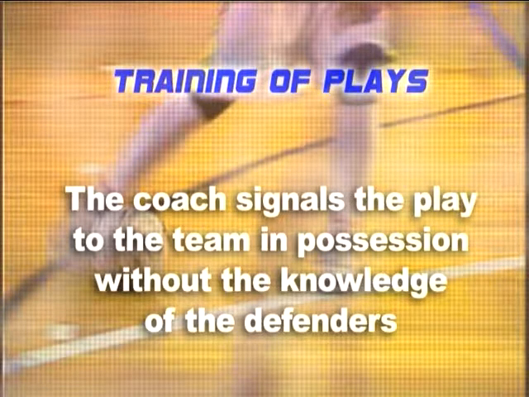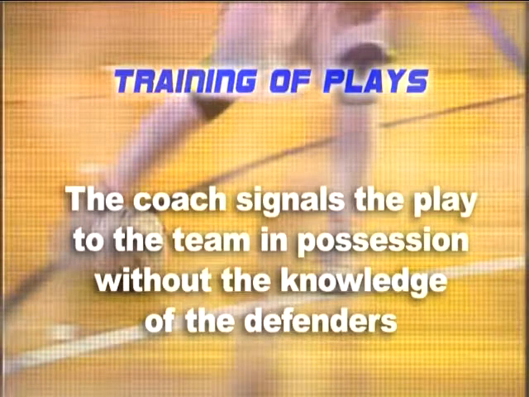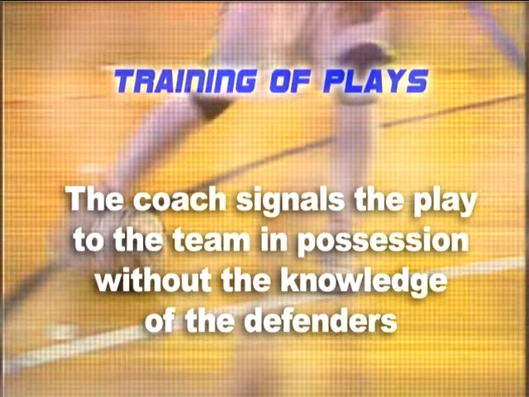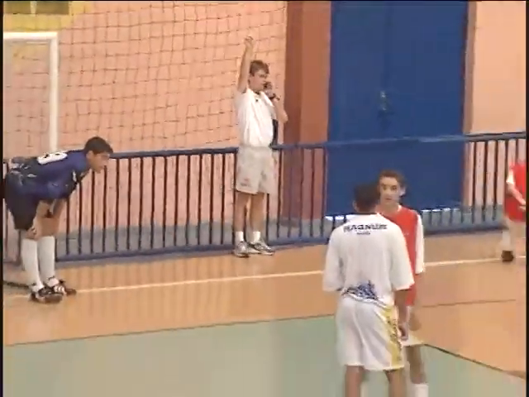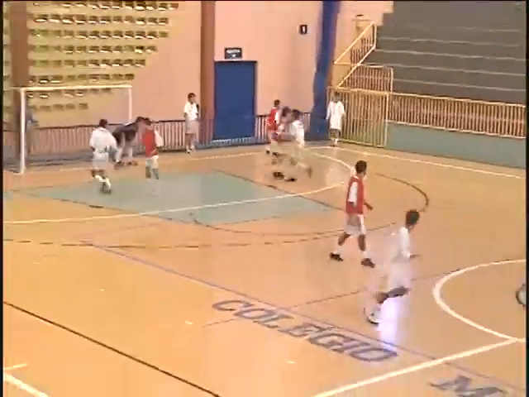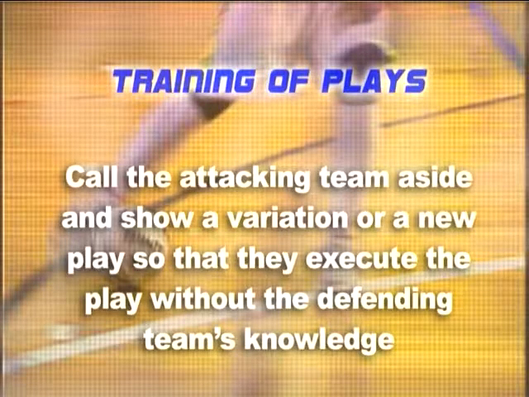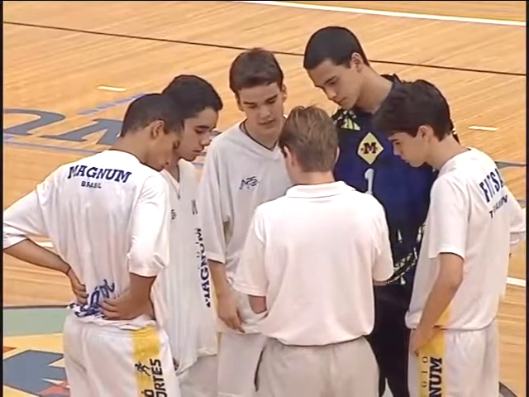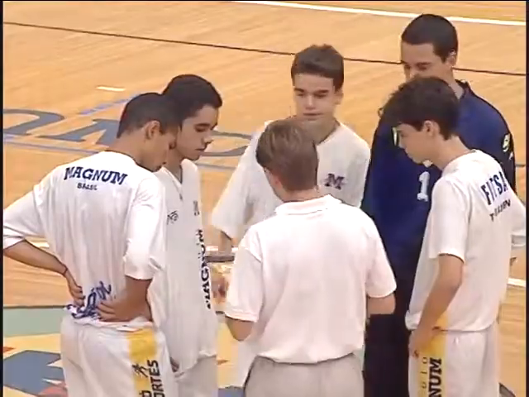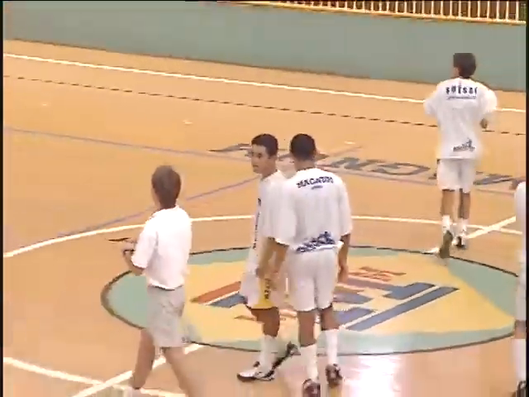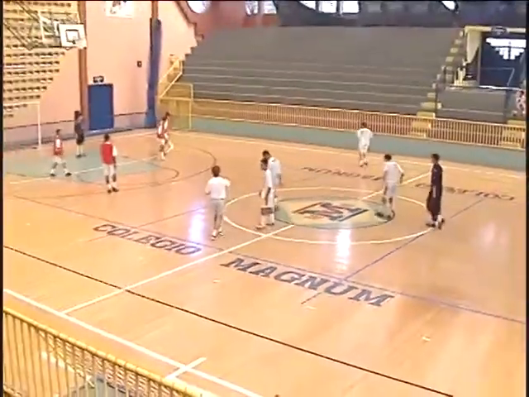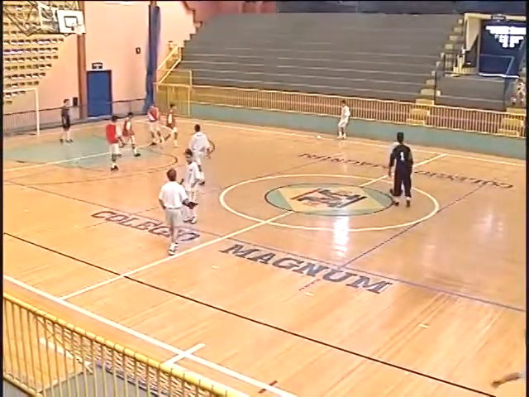Stemming from the various options presented, the coach signals the play to the team in possession without the knowledge of the defenders. Another possibility is to call the attacking team aside and show a variation or a new play, so that they execute the play without the defending team's knowledge. And then the way to establish the efficiency level of the play, close to a situation similar to a real match, would be to allow for full coverage by the defense.